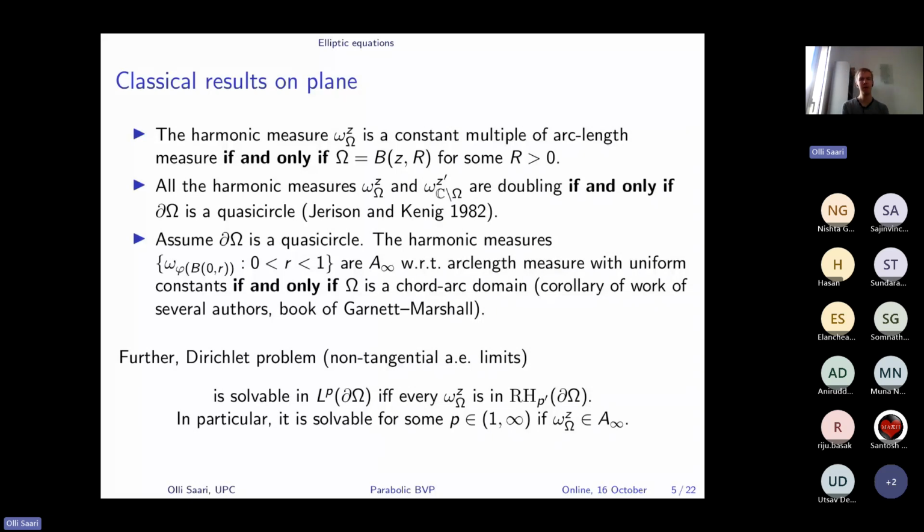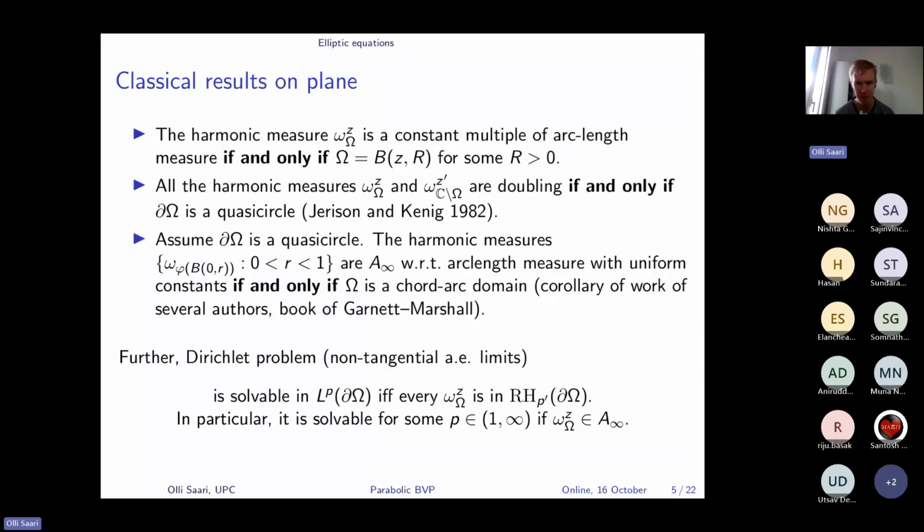And now this Dirichlet problem in LP is of course different from the Dirichlet problem with continuous boundary data. So the idea is that we first solve the Dirichlet problem for the continuous boundary data, and then we would like to prove that a certain non-tangential maximal function is bounded in LP, so that we can make sense of boundary values in LP sense.